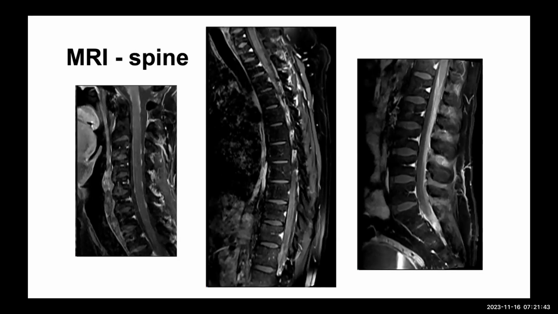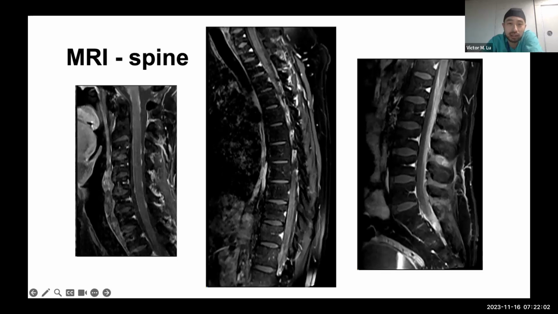You have C-spine, T-spine, and L-spine. Looks like, especially on the C-spine, there's some enhancement around the cord. So I think that may also indicate that he may have some leptomeningeal disease extending down into the cervical cord. Exactly.